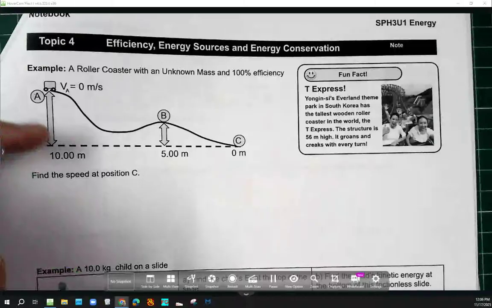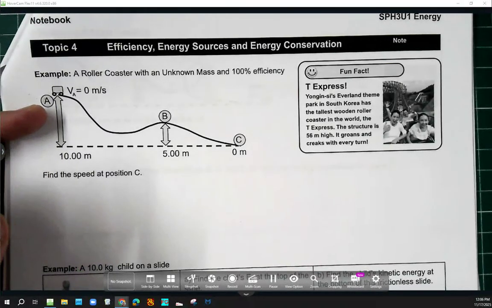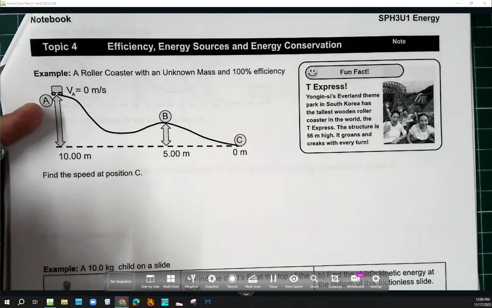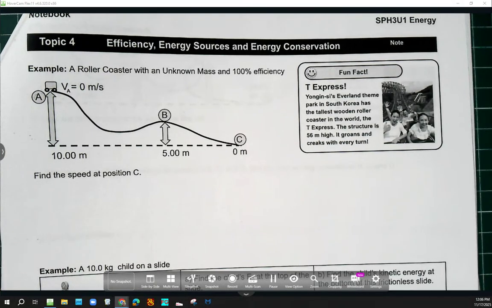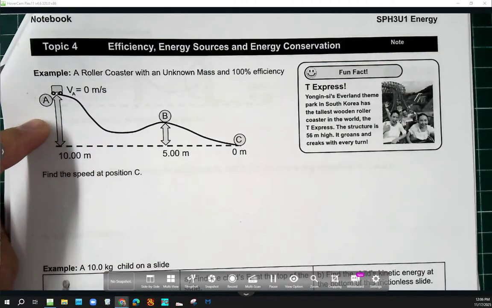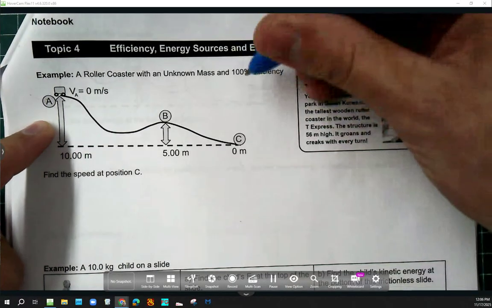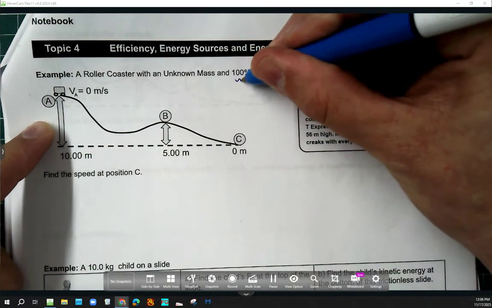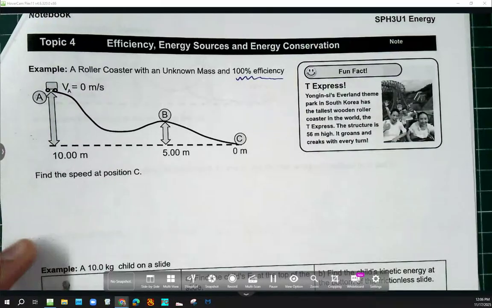Today we're going to talk about roller coasters that aren't 100% efficient. With 100% efficient roller coasters, we just say energy is going to be the same the whole way along. 100% efficiency works like this. This is the easy story, okay?